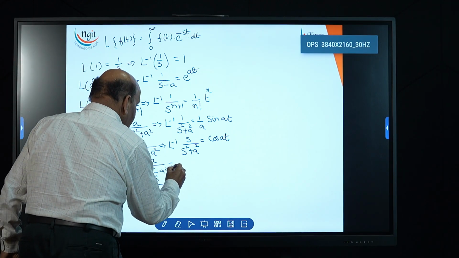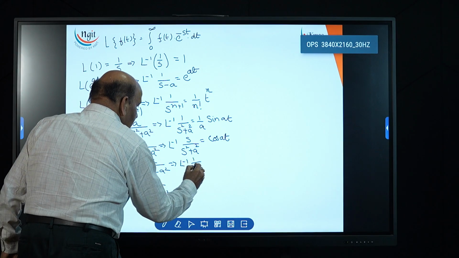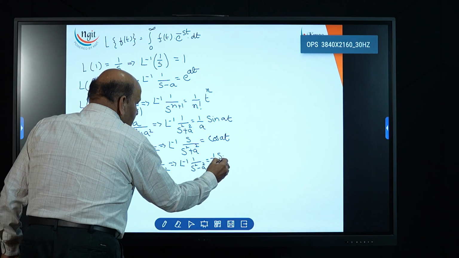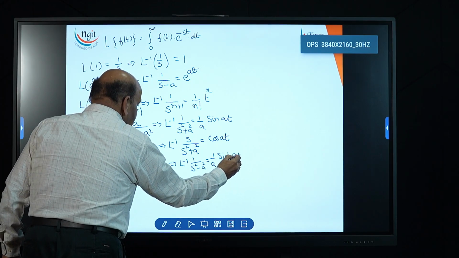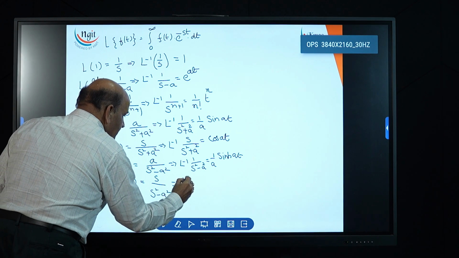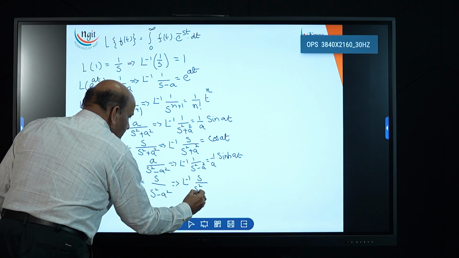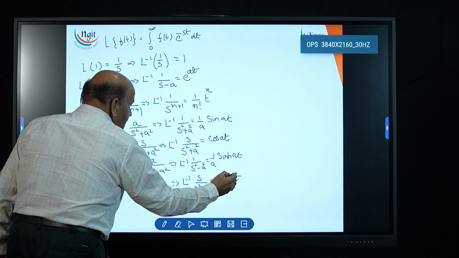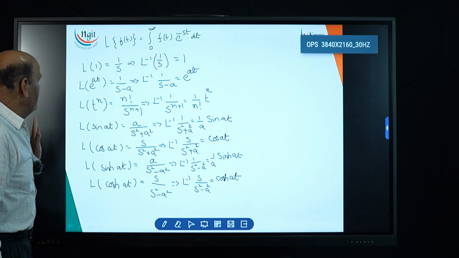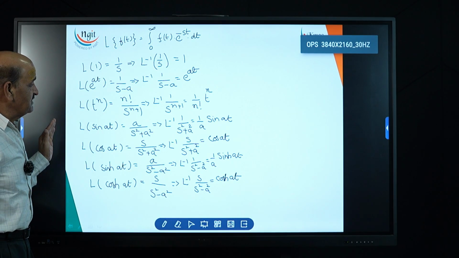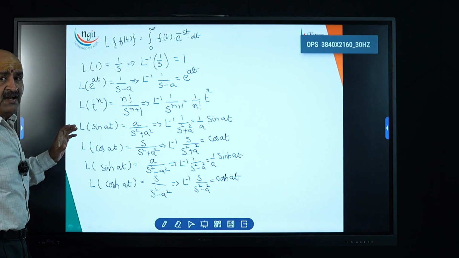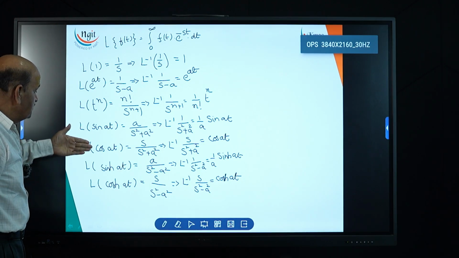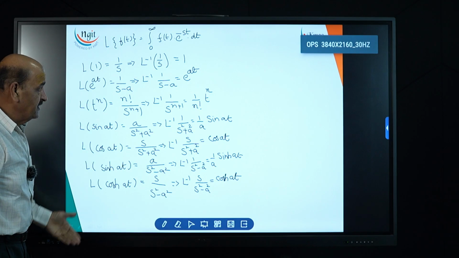So for this purpose, L inverse of 1 by s square minus a square is equal to 1 by a sin h at. This implies L inverse of s by s square minus a square is equal to cos h at. Only these are the 7 formulas in Laplace transformations. All these 7 formulas will lead the entire domain of the Laplace transformations. Very easy to remember. Students have to remember all of these.